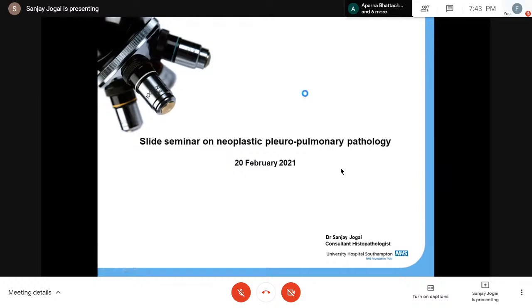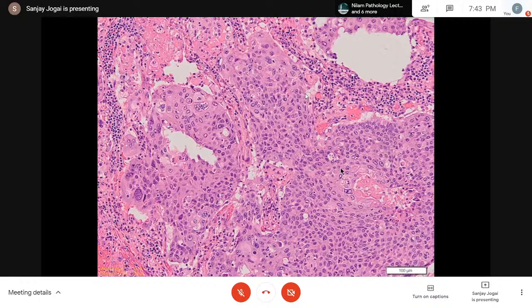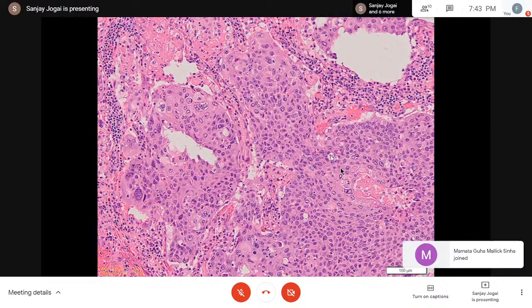Okay, so let us stop and basically come to the case straight away. Now, some things may look very simple, and I hope nobody finds me patronizing, but that's how morphology is. So, in a section like this, you can very clearly see the cells have a very squamoid morphology. So you have no problem. This is a squamous cell carcinoma in this field.